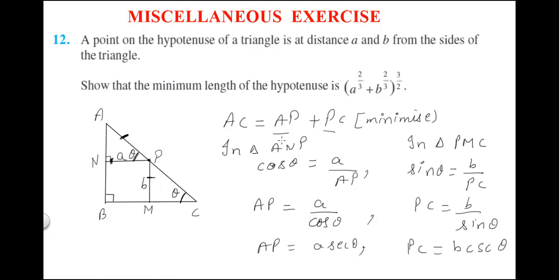Now we have got the side AP in terms of theta as well as PC in terms of theta. Let us write this all on a separate page. So AC is AP plus PC, where we are getting AP as a secant theta and PC as b cosec theta. So this is our AC in terms of theta. Now theta can be any value. We'll differentiate this with respect to theta.